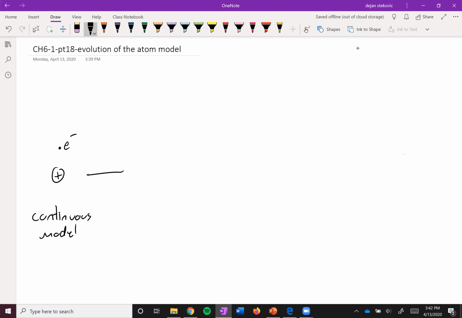But then what was shown is that the electron isn't allowed to be anywhere. It has to be on these certain orbits. It can be on these orbits, but it can't be in between. So this is the Bohr model. And so this is when we introduce quantization to this, that these energy levels are quantized.